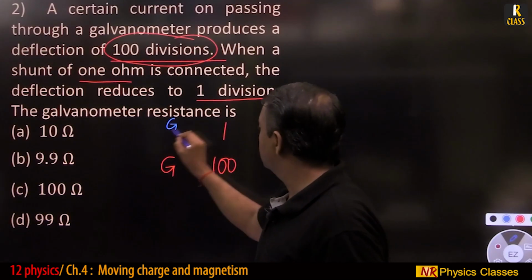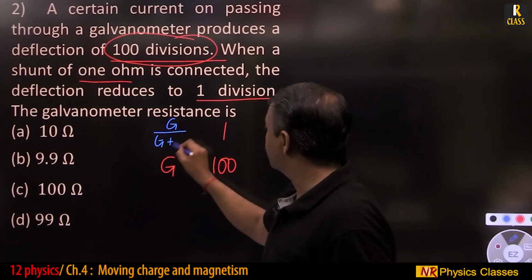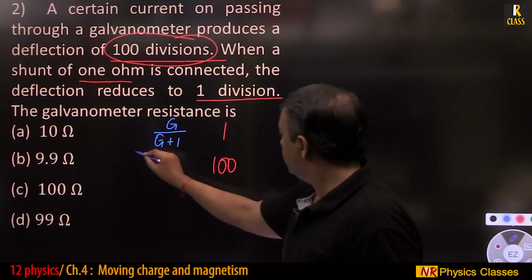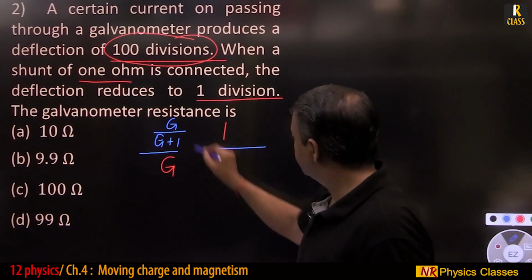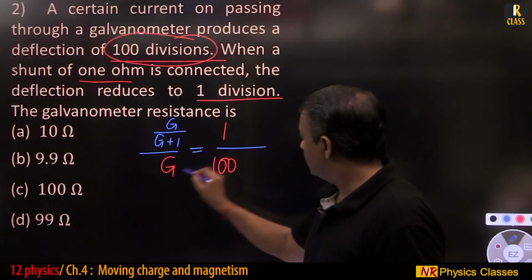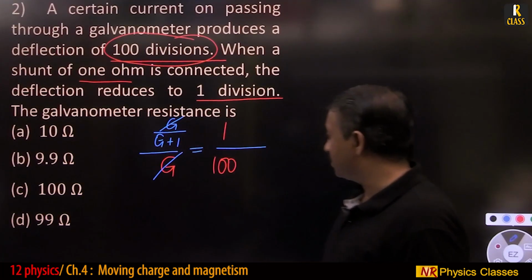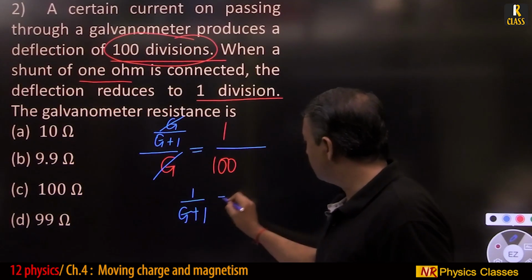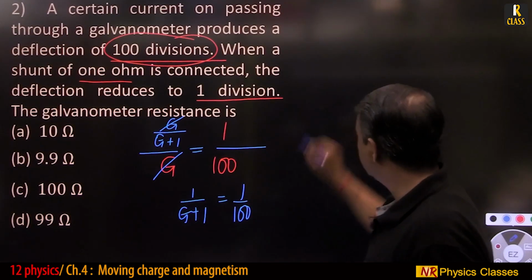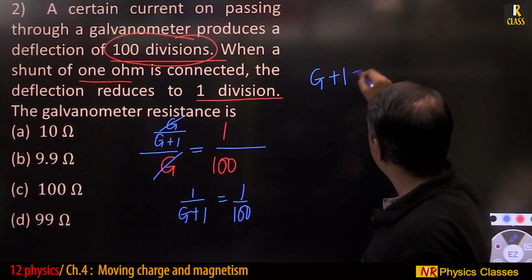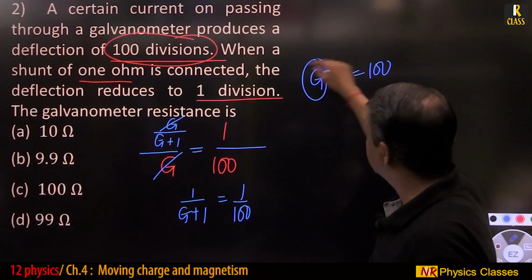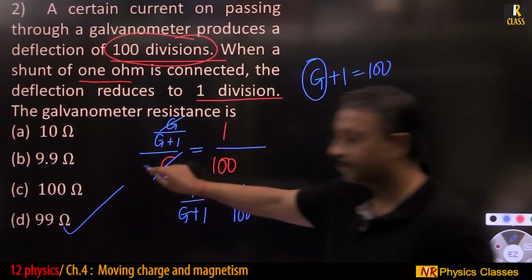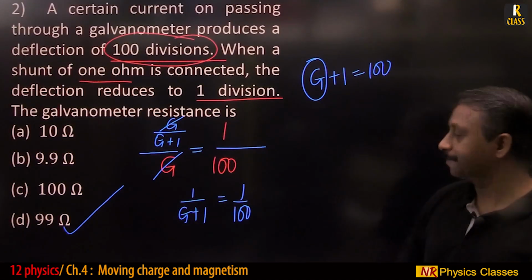So G by G plus 1. Divide one by the other. This G cancels with this G. 1 by G plus 1 equals 1 by 100. Means G plus 1 equals 100, and G is 99. Using the regular method.